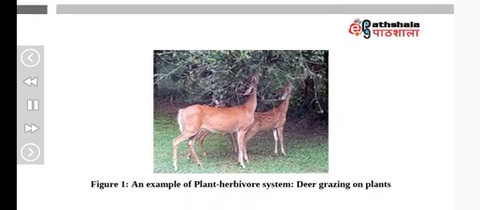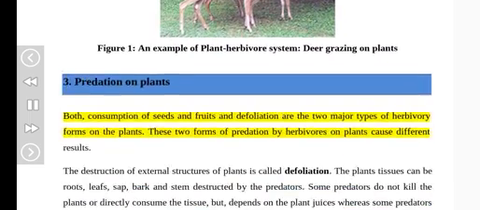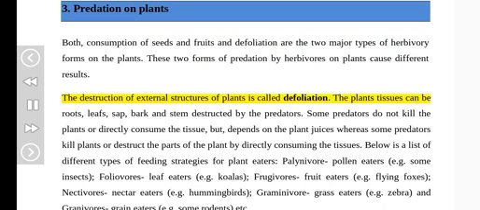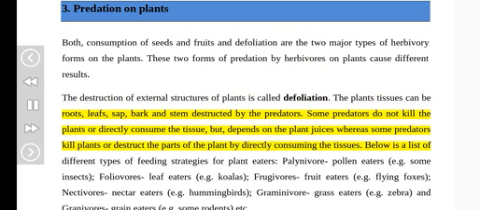3. Predation on plants. Both consumption of seeds and fruits and defoliation are the two major forms of herbivory on plants. These two forms of predation by herbivores on plants cause different results. The destruction of external structures of plants is called defoliation. The plant's tissues, such as roots, leaves, sap, bark, and stem, can be destroyed by the predators. Some predators do not kill the plants or directly consume the tissue, but depend on the plant juices, whereas some predators kill plants or destroy parts of the plant by directly consuming the tissues.